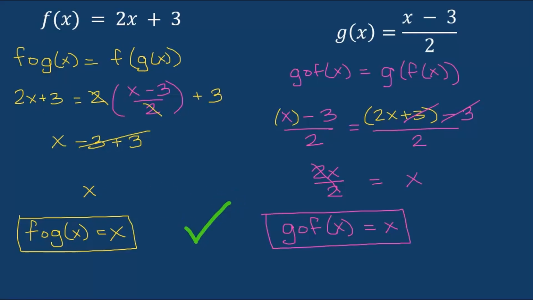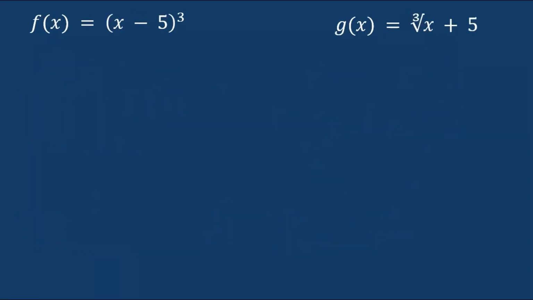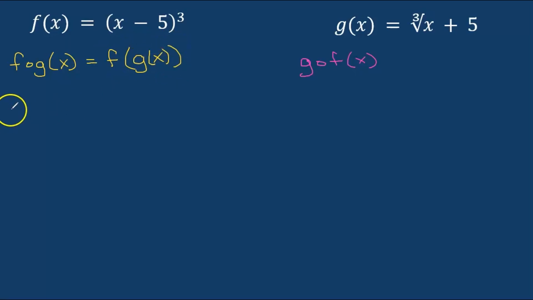Let's try a slightly more challenging one. Once again, we are going to verify that f of g of x is equal to g of f of x. Let's start with f of g of x. Remember that this means that g of x is nested inside of f of x. So we're going to copy down f of x first.